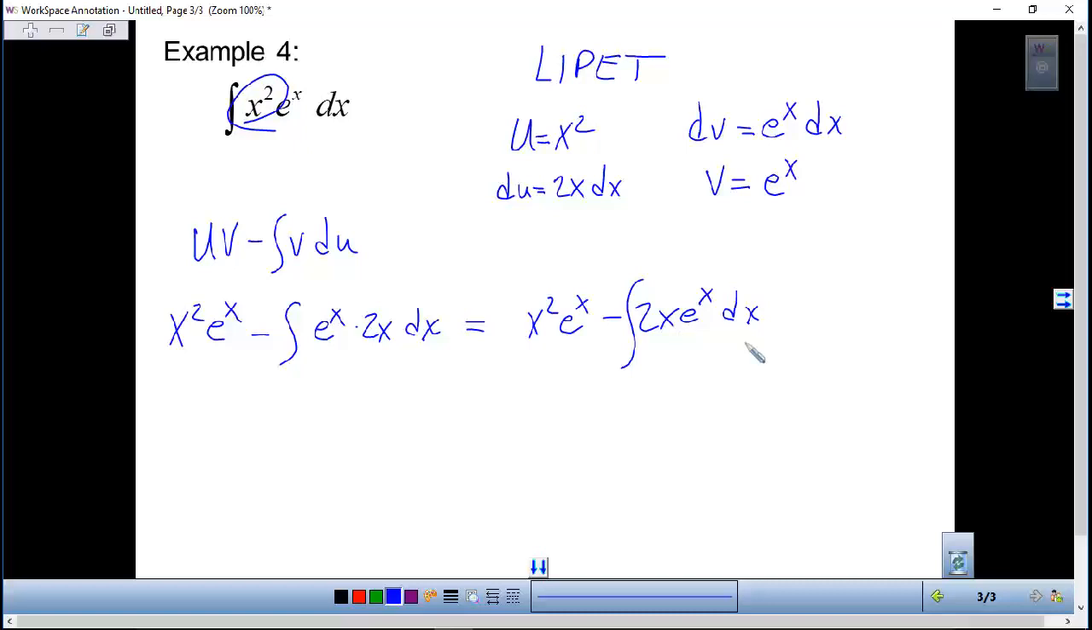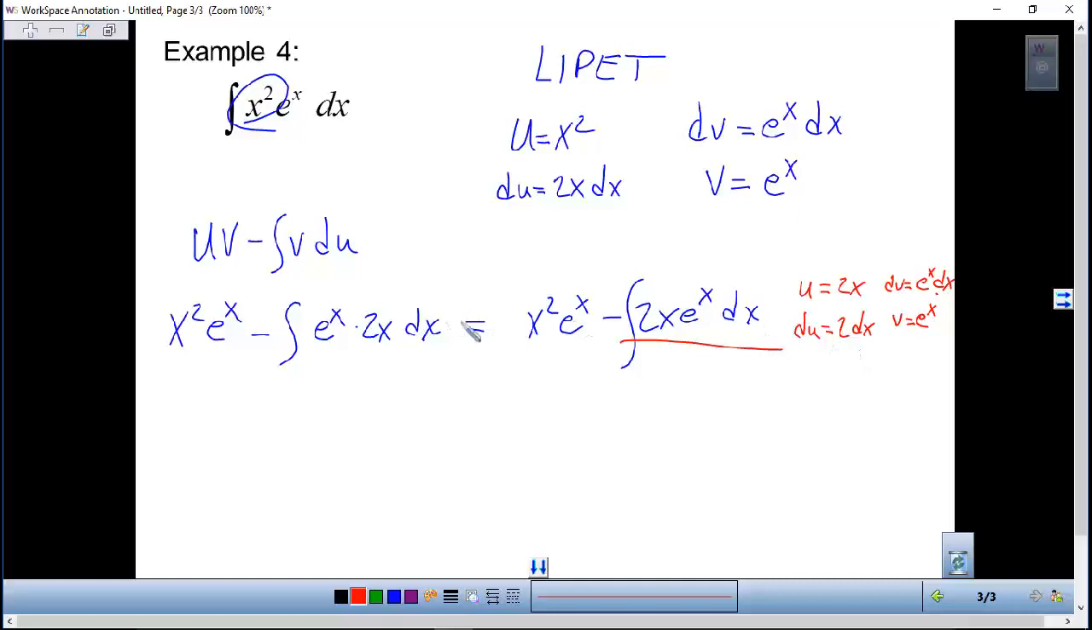So we're going to have to actually do integration by parts again, but we're only going to do it on this part right here. So if we look at this part right here, we have a u that's going to be 2x, and we have a dv that's going to be e to the x dx. All right, so when we do du, we're going to get 2 dx, and when we do v, we're going to get e to the x again.